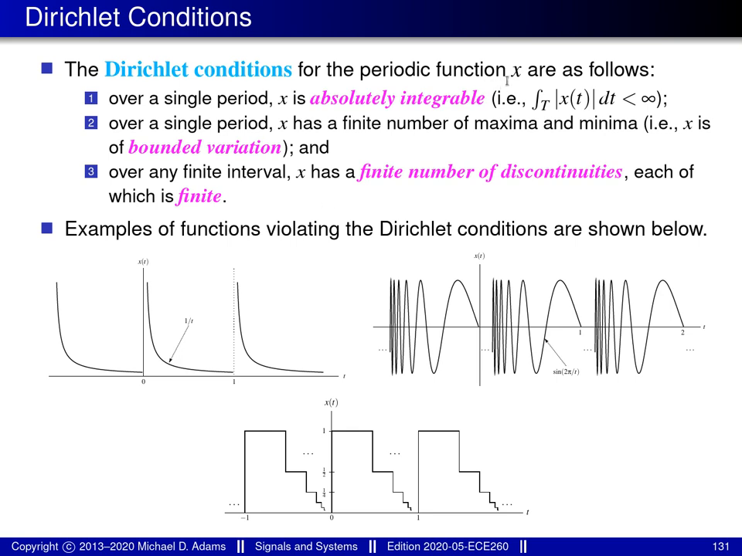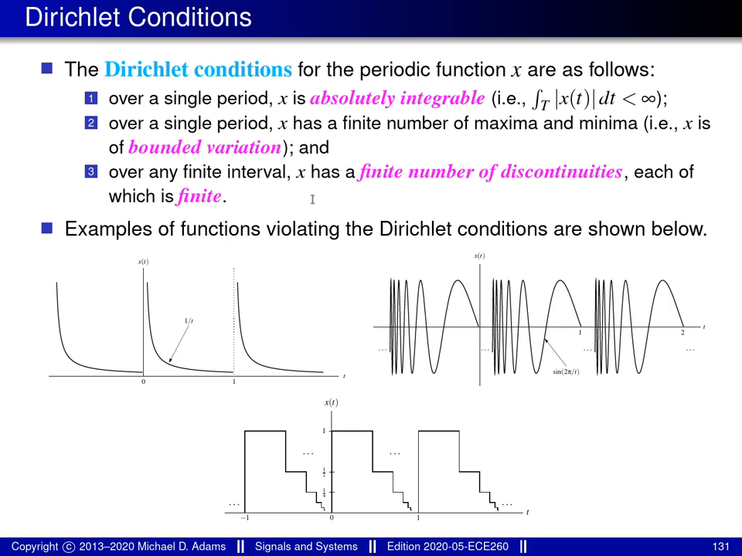So for the periodic function x, the first Dirichlet condition is over a single period, the function x is absolutely integrable. In other words, this particular integral here converges to a finite value. And this integral is simply taking the magnitude of the function x and integrating it over a single period, which is denoted by capital T here. The second condition is that over a single period, the function x has a finite number of maxima and minima. In other words, x is of bounded variation. And what this means is simply the function doesn't oscillate infinitely fast.